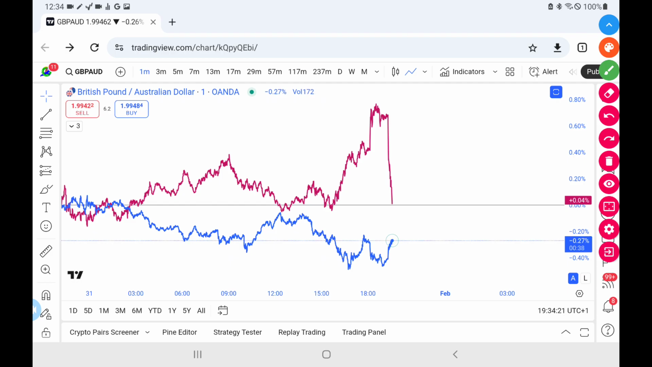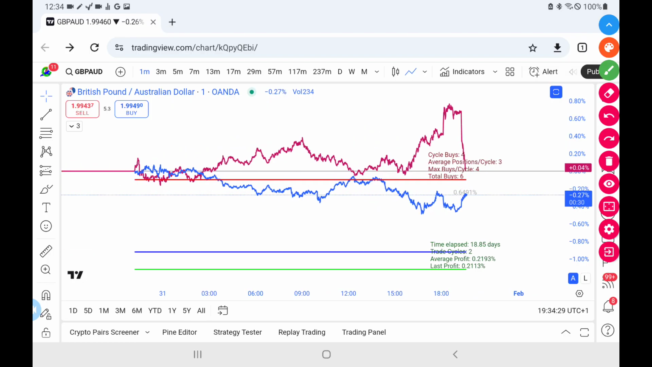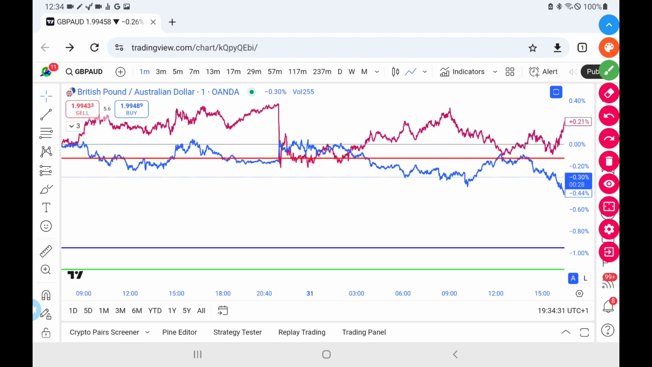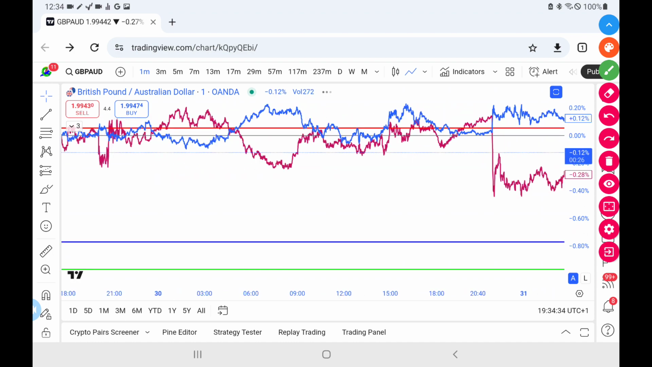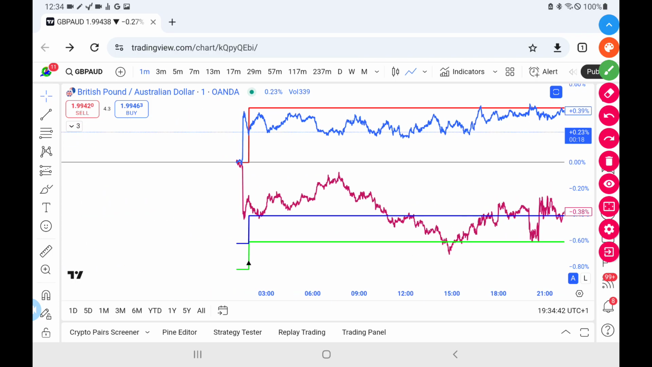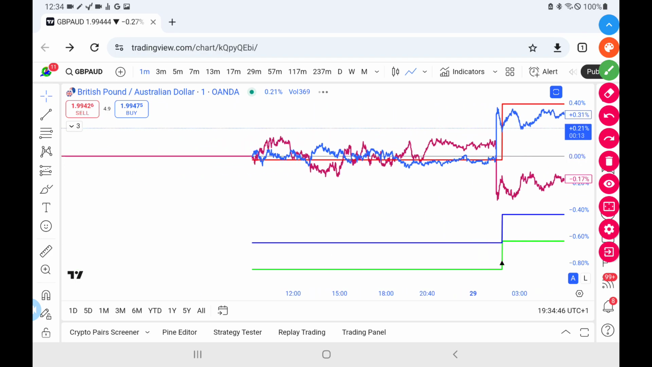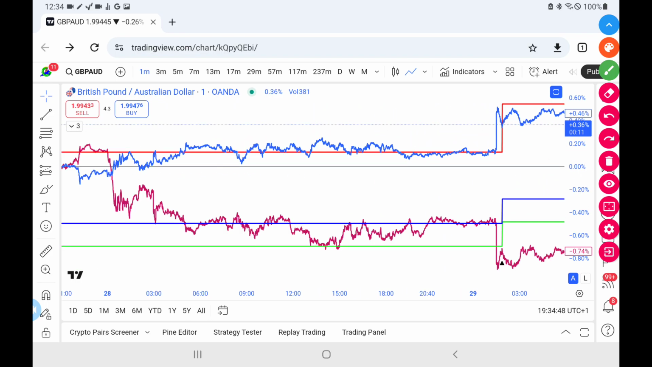Okay, pound Australian dollar. This is an inverse correlation and a good candidate. In fact, it's actually a very good candidate. But I think we can do better. But you can see clearly the inverse correlation between the two pairs. This really is the kind of functionality you want, the kind of trading you want.